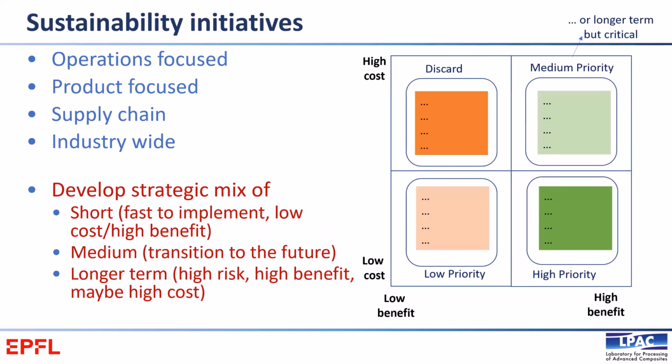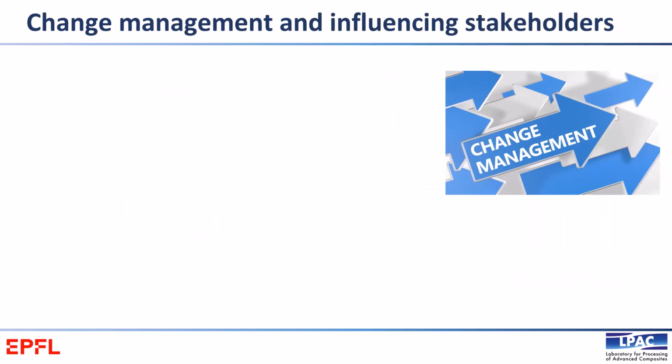They could be focused on the operations of the company, how it performs its business. It could be on the product. It could be on its supply chain. It could be related to the industry. So you can think about low cost versus high cost, low benefit, high benefit. Try and think of things which are high benefit, and low cost is the most ideal case. So you're going to need to think about these, talk about them.